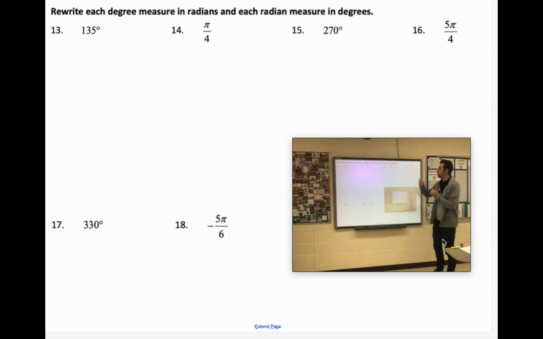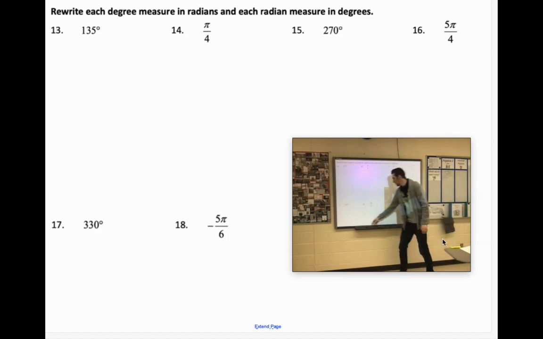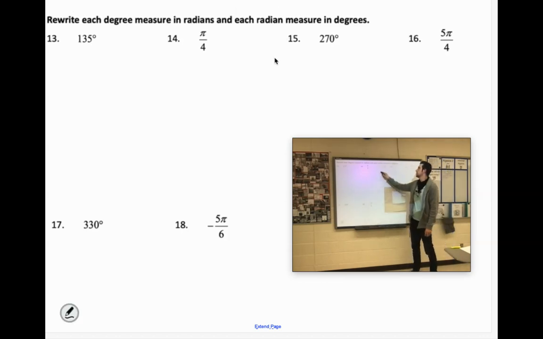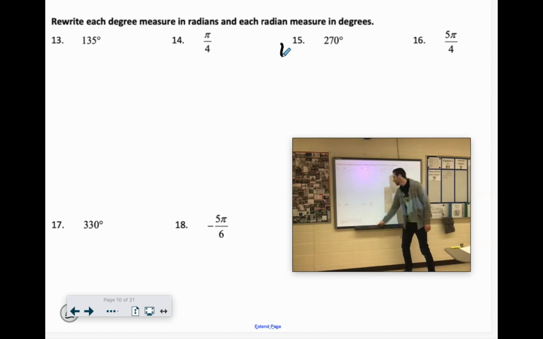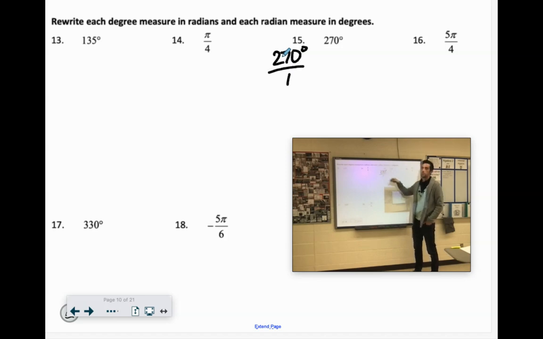Let's do 270 degrees. So 270 degrees. Let's think of that over 1. We're trying to get rid of degrees, so it would go in the denominator, and the pi would go on the other side. Again, it's pi radians.